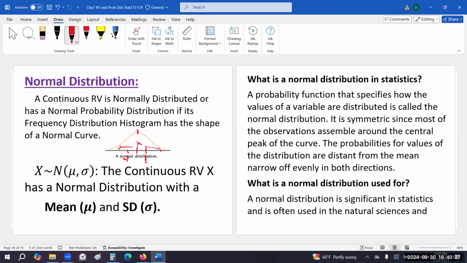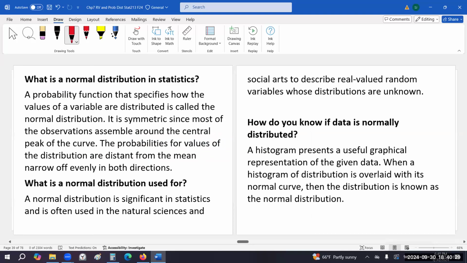What is the normal distribution used for? The normal distribution is significant in statistics and is often used in the natural sciences and social sciences to describe real-valued random variables whose distributions are unknown. So anytime we have a distribution and have no idea what type it is, we convert it into a normal distribution so that we have some idea what is going on in this data set. How do we know if data is normally distributed or not? Well, easy. You plot them, you draw the histogram, and if it has a bell-shaped curve, it means a normal distribution.